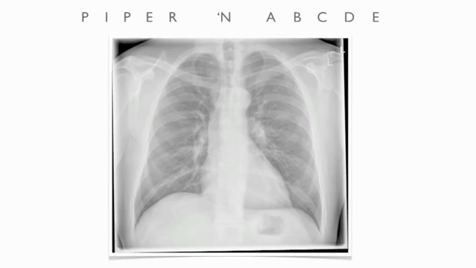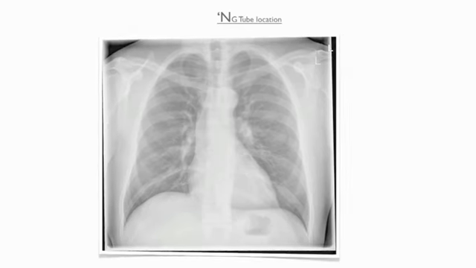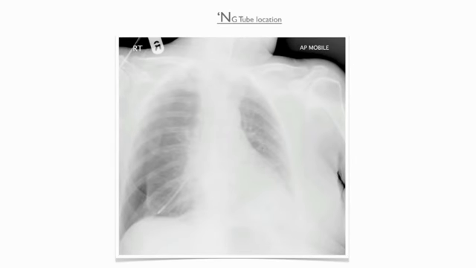The next step is to review whether there are any abnormalities present. NG tube location. Junior doctors are frequently asked to confirm the location of NG tubes. If the tube is correctly placed, the tip should be visible in the gas bubble of the stomach. In this radiograph, notice the location of the tip in the right lower zone. Feeding through this should be avoided.